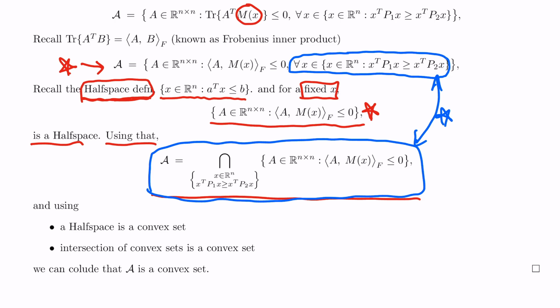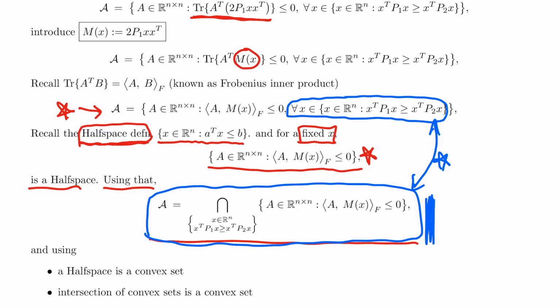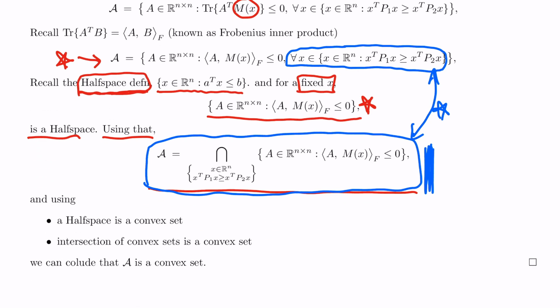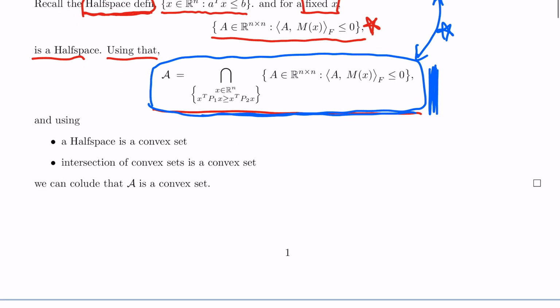I'm telling you. So this is the set, by the way. We just wrote the given original set in another way. Okay, this is another way of expressing the same set that is given to us. So we're going to use two key properties. A half space is a convex set. This is a known fact, right? Everyone knows about this.